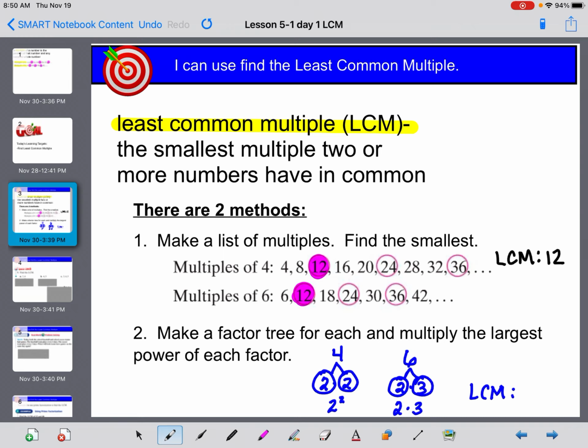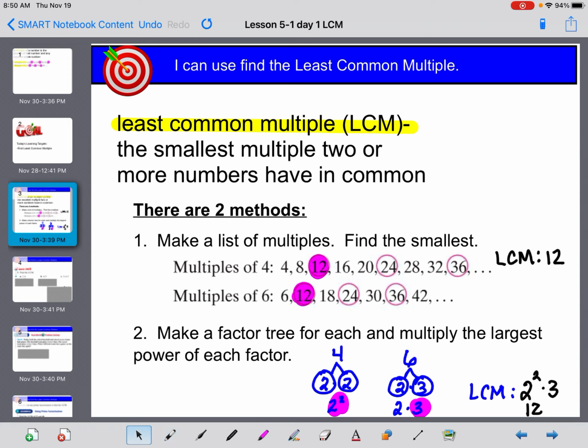For example, a factor tree for 4 is 2 times 2, or 2 squared. A factor tree for 6 is 2 times 3. When I look at these, I have a 2 squared and a 2. 2 squared is the largest power of that factor. It's bigger than 2 to the first. And then 3 is by itself. There is no other factor that is bigger. So 2 squared times 3. 2 squared is 4. 4 times 3 is 12.